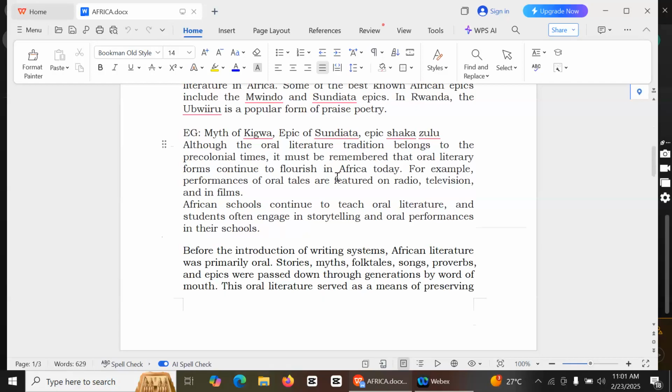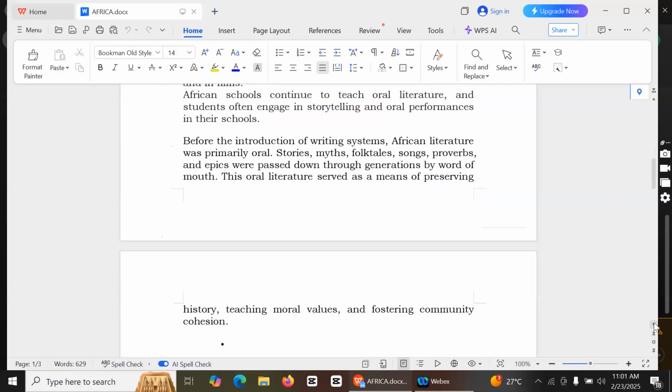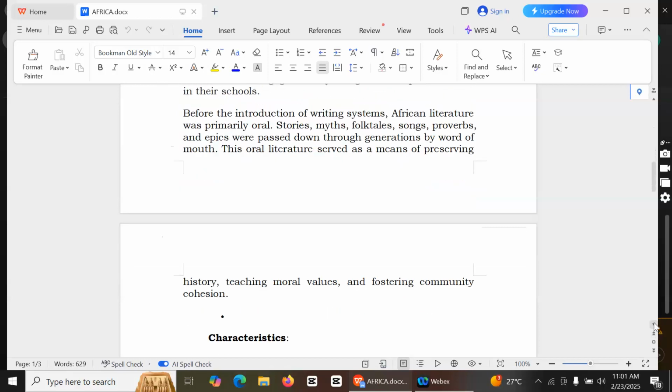Okay, and then dear student, allow me to tell you that this pre-colonial literature is very important because oral literature serves as a means of preserving. We preserve our history, our teaching of moral values, and our community cohesion through oral literature. So oral literature is rich, and we preserve our history, our values, our community cohesion through it.